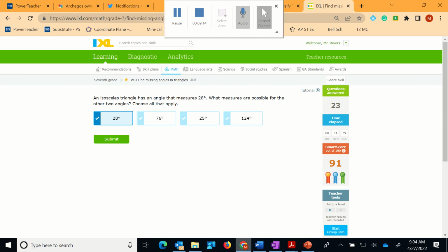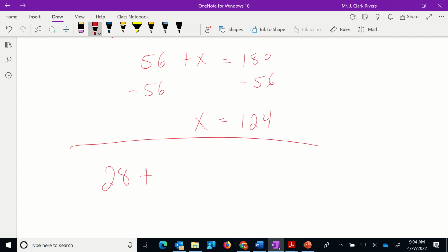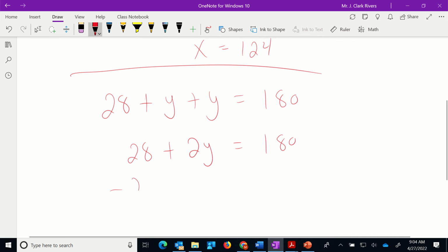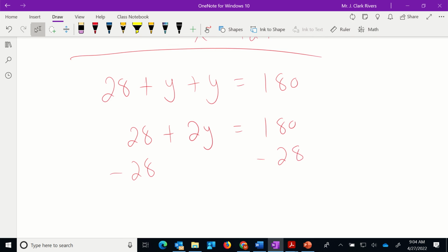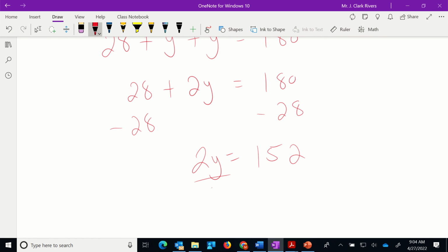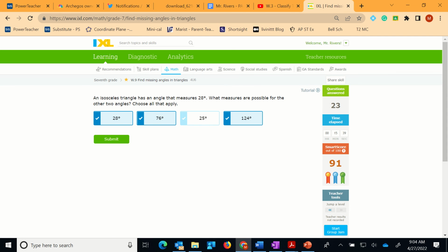So let me go and select 124 before I forget. The other option is going to be, we know one of them's 28, right? And then the other two are the same. So we'll say 28 plus y plus y is equal to 180. Okay, so that'd be 28 plus 2y equals 180. We subtract 28 from both sides, and we get 2y equals, that's going to be 152. We divide both sides by 2, and we get y is equal to 76. 76 for y. There we go.